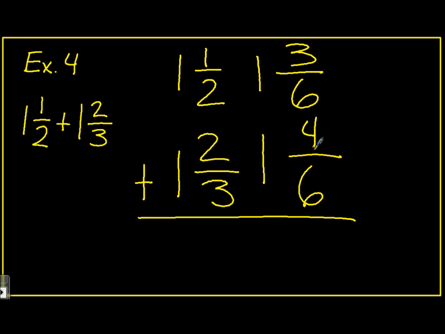We add them together. We end up with 7/6. And 1 plus 1 is 2. We need to further simplify. 6 goes into 7 one time. So 3 and 1/6.